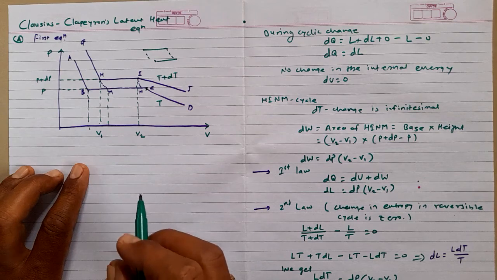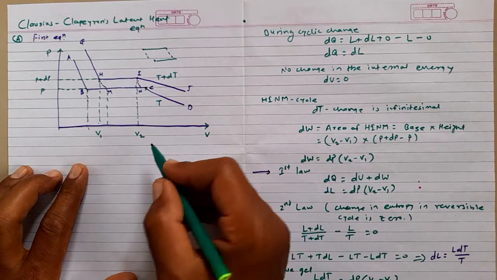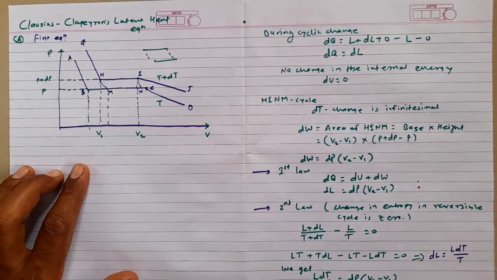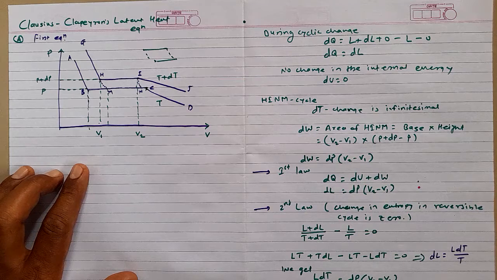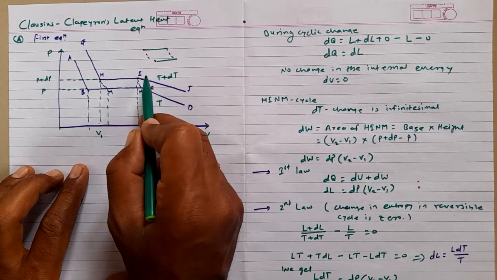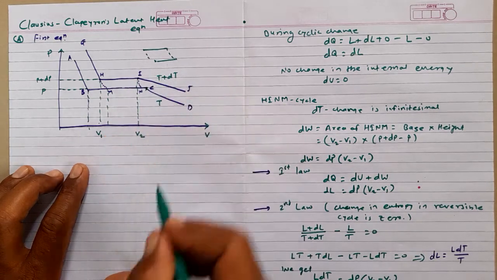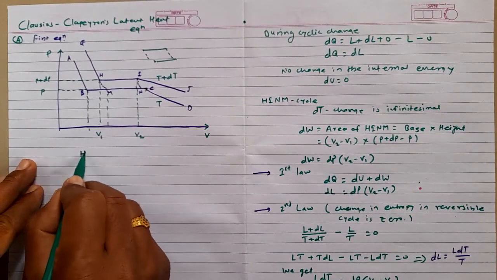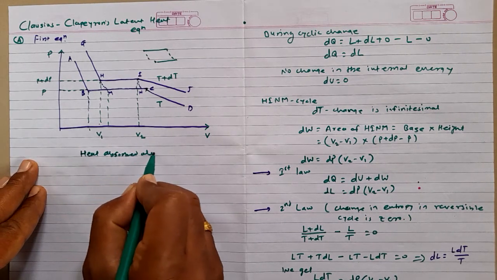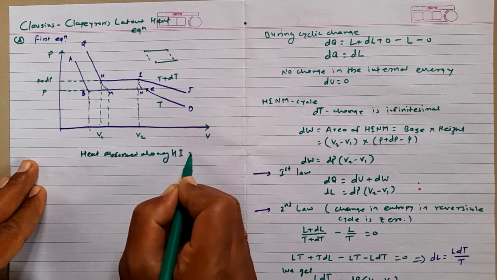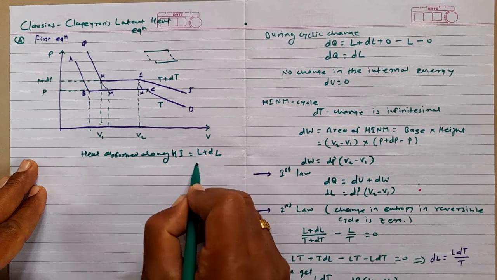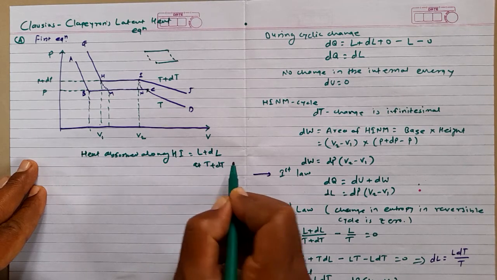So let's suppose that the unit mass of the substance is taken along the HINM. Okay, HINM unit mass is just taken. Now along the HI, the unit mass of the substance absorbs the amount of heat which is equal to L plus dL. So the amount of heat absorbed along HI is L plus dL at the temperature T plus dt.